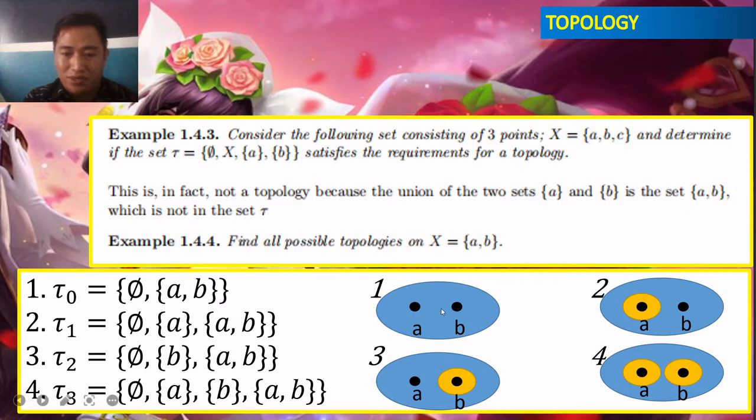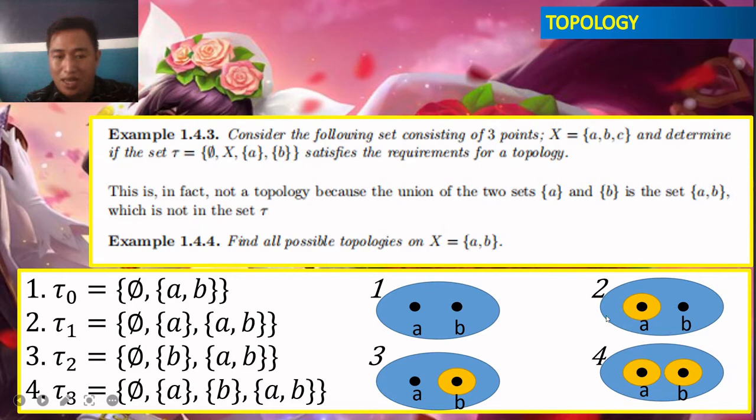So, number one, it refers to number one also here. So, we have no circles there. So, it means that only empty and the set X are the elements of that. That is our tau sub zero. We label that with tau sub zero. Okay, next, tau sub one. Okay, so this one, just here in the number two, same number, number two. So the set containing A is here, then the empty, and then the X.